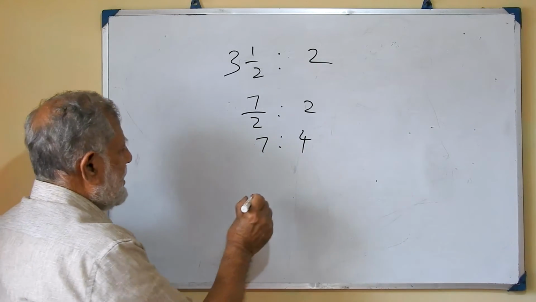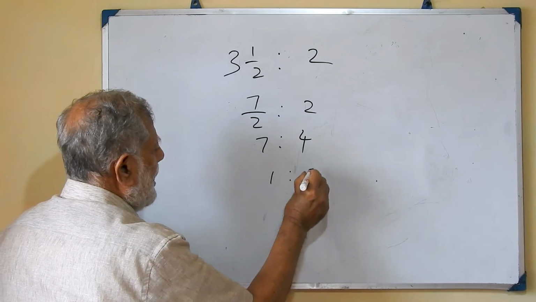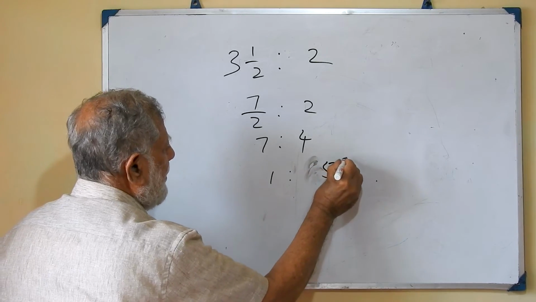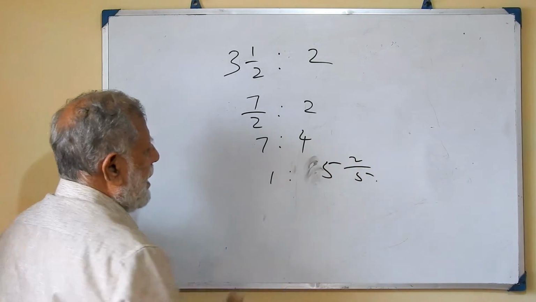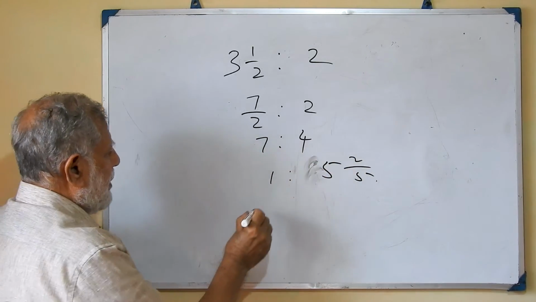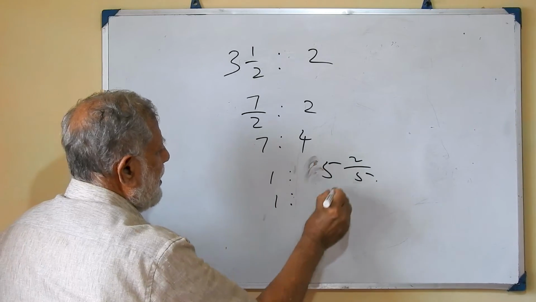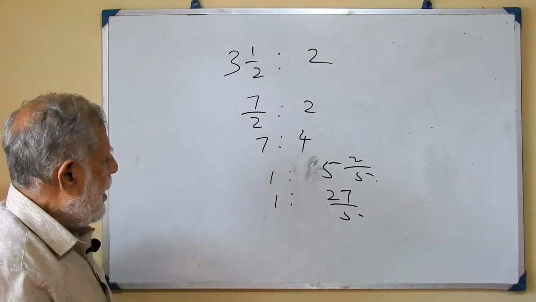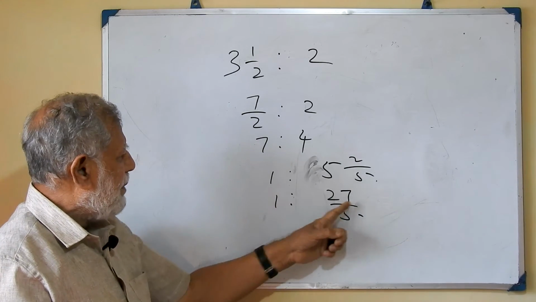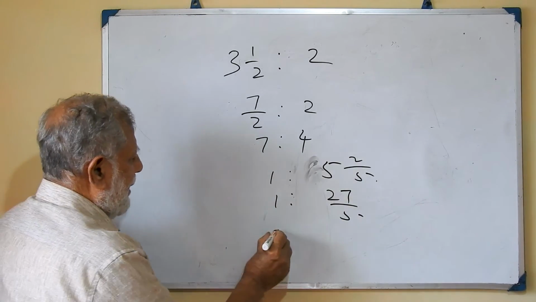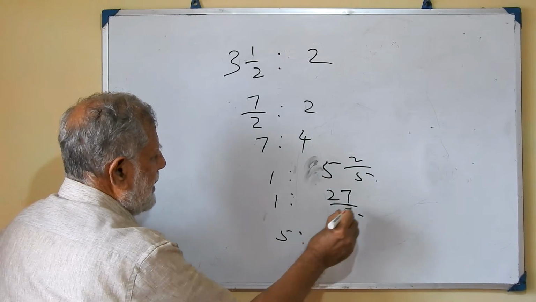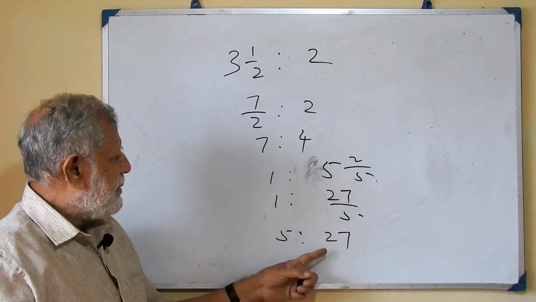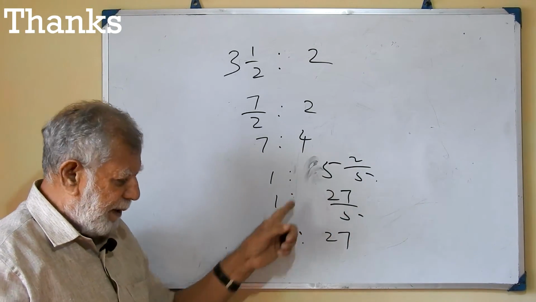We have another example, say 1 is to 5 and 2 fifths. So that is equal to 1:27 over 5. Now how to get rid of this 5? Multiply both numbers by 5. So 5 into 1 is 5, is to, now this 5 will get cancelled, 27. So the answer is 5:27. Both parts you are multiplying by 5.